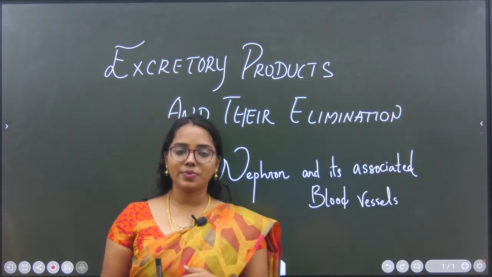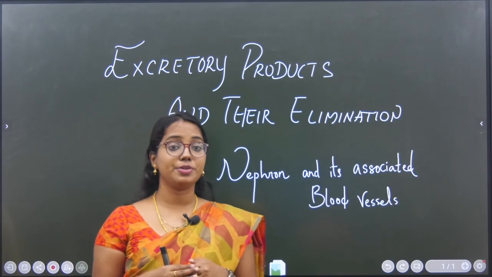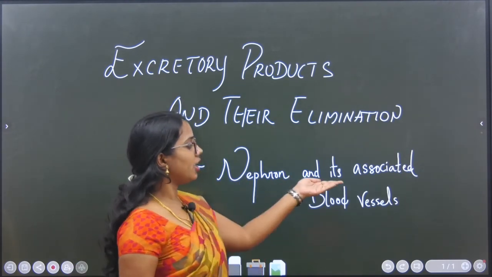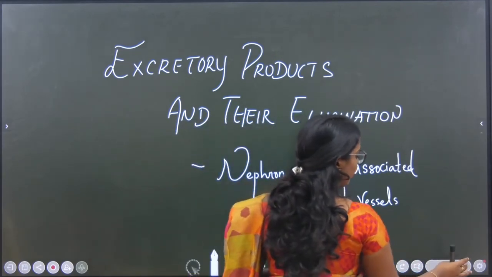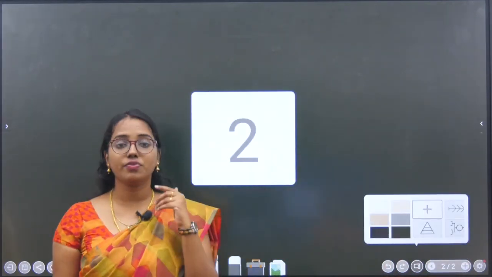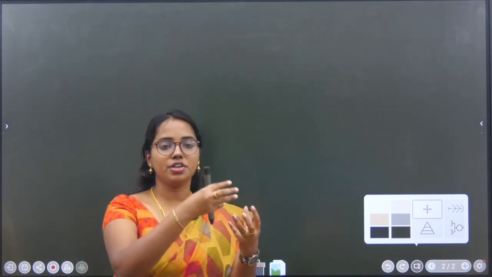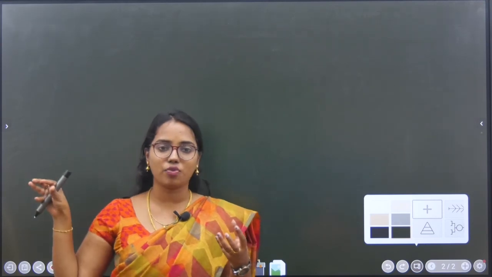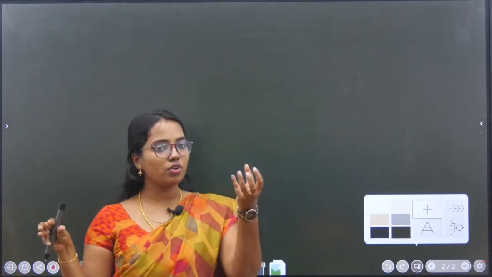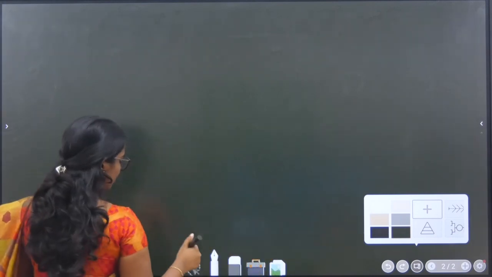Hello everyone. In this video, we will continue with excretory products and their elimination, which is nephron and its associated blood vessels. We all know that nephron is the structural and functional unit of a kidney. So, the kidney functions to remove all the excretory waste from the blood, and it will be eliminated in the form of urine. Nephron is completely surrounded by blood vessels. We are going to discuss that.